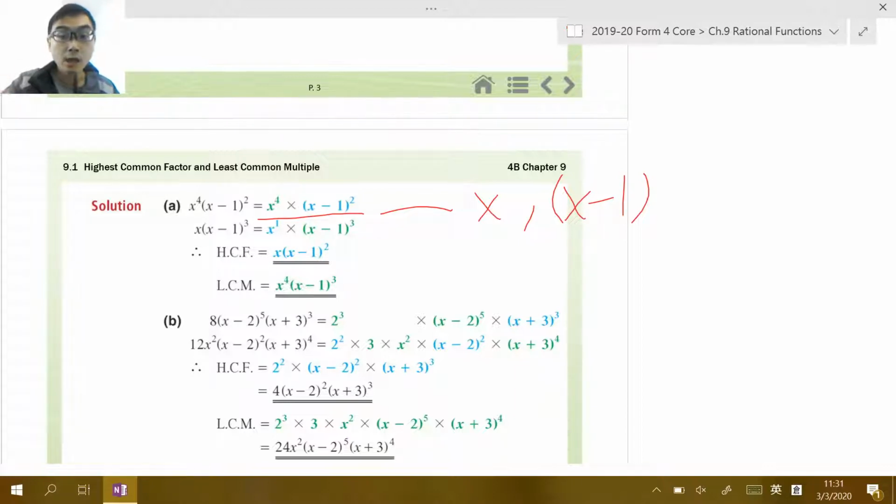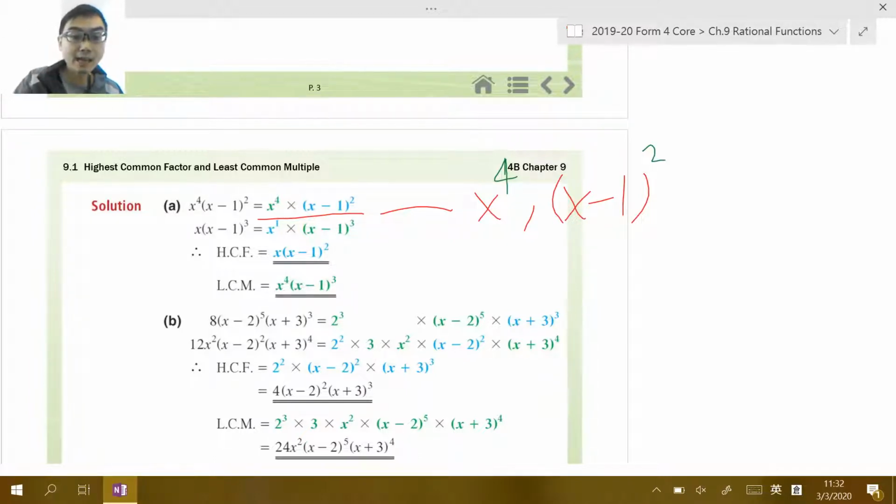For example, here x has the power 4. I use another color to highlight that. This is 4 here. And x minus 1 has another power, which is 2. In order to find HCF and LCM, first of all we need to distinguish different groups of factors. For example, x and x minus 1 are totally different, because x can never be multiplied by the same term or something similar to become x minus 1. So x and x minus 1 are different.